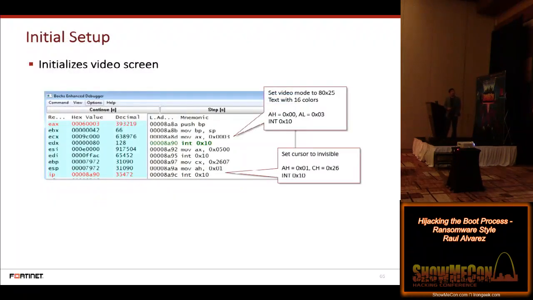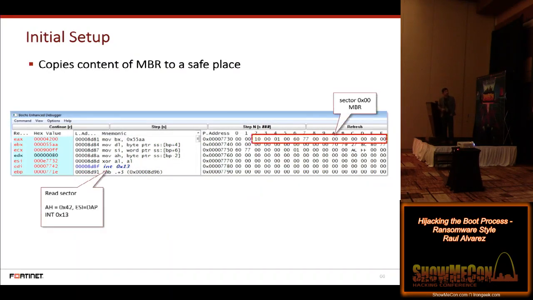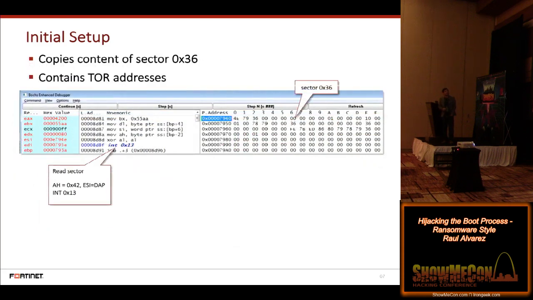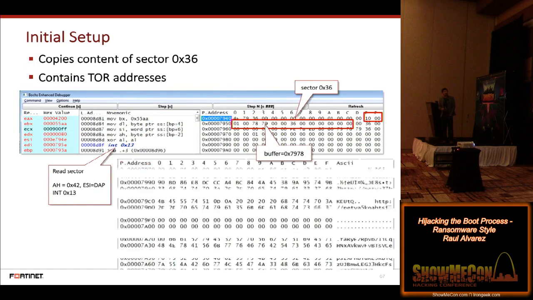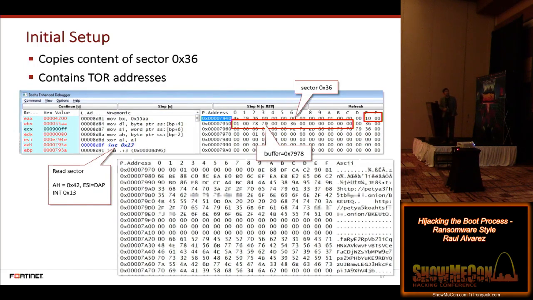Something like this. This one initializes the video screen. I'm just breaking it down for you. This one is copying the contents of the MBR. This is the first step: put it in a safe place. These are where the addresses contained. It is in the buffer 7978.